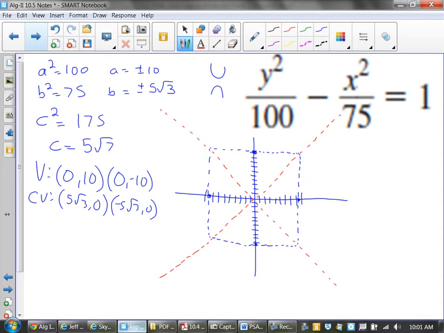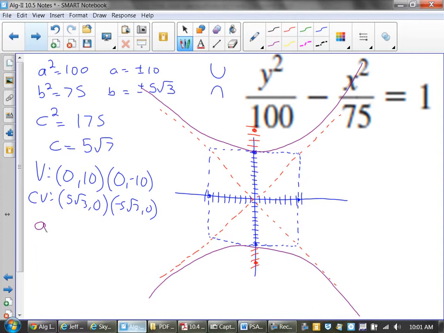Plot your focus. The focus was at square root of 175. Well, that's bigger than 13 but smaller than 14, right? Sure. So here's 10, 11, 12, 13, 14, so we'll call it here. Hug the asymptote, go through the vertex, go the other way.